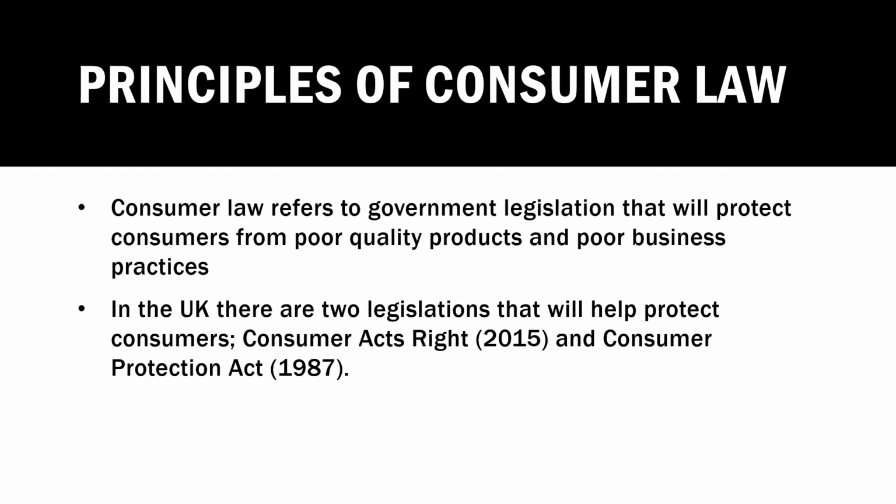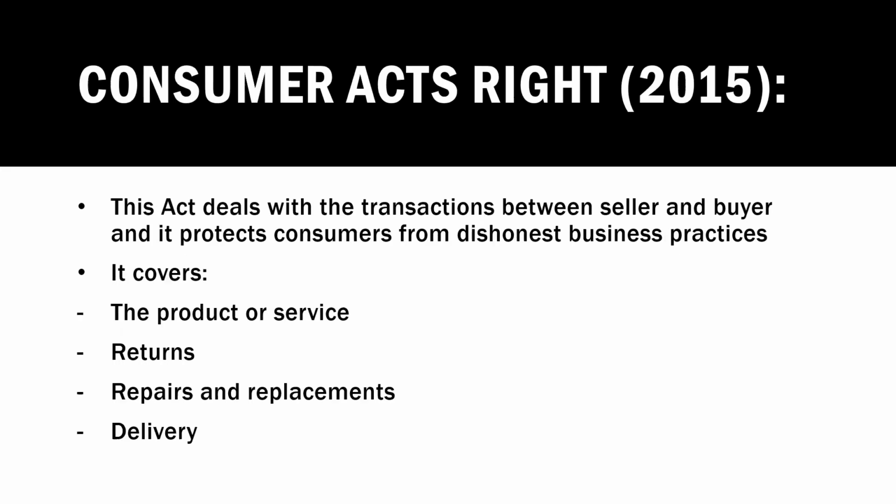Now in the UK, there are two pieces of legislation that help protect consumers: the Consumer Rights Act 2015 and the Consumer Protection Act 1987. So let's look into the Consumer Rights Act 2015. This act deals with the transactions between the seller and the buyer, and it protects consumers from dishonest business practices. It covers the product or service, returns, repairs and replacements, and delivery. I'm going to go through each one of them right now in detail.